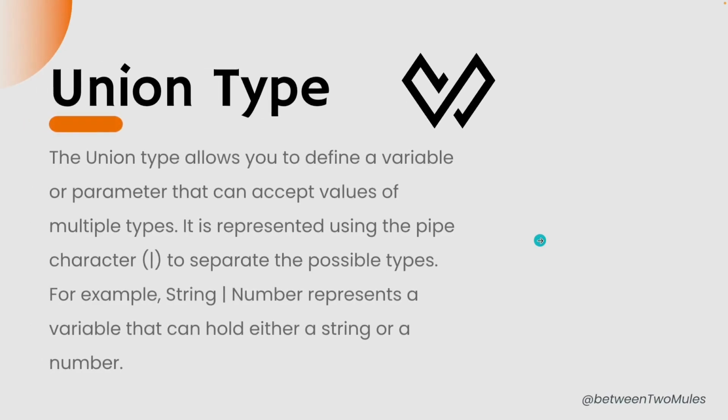Moving forward to union type. The union type allows you to define a variable or parameter that can accept values of multiple types. It is represented using the pipe character to separate the possible types. For example, string pipe number represents a variable that can hold either a string or a number.